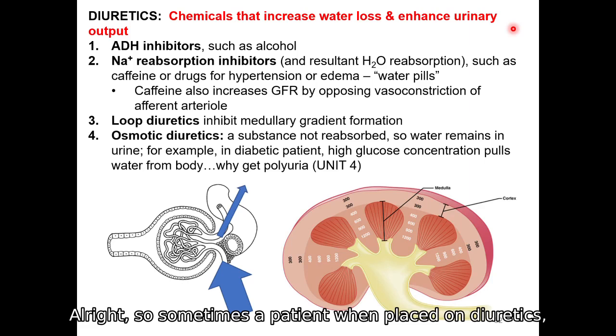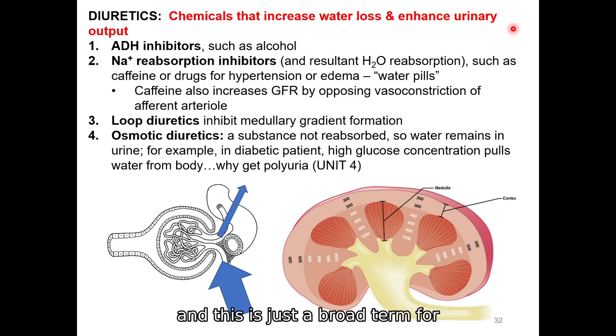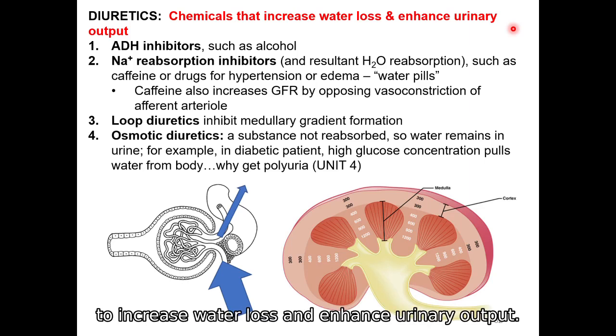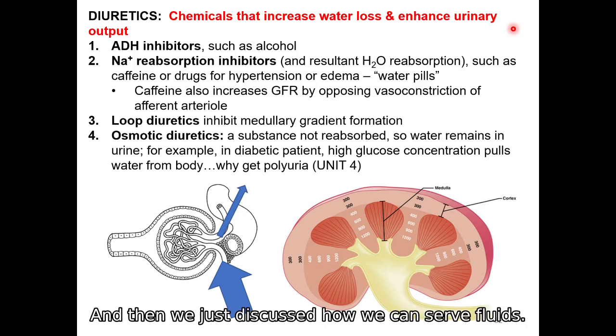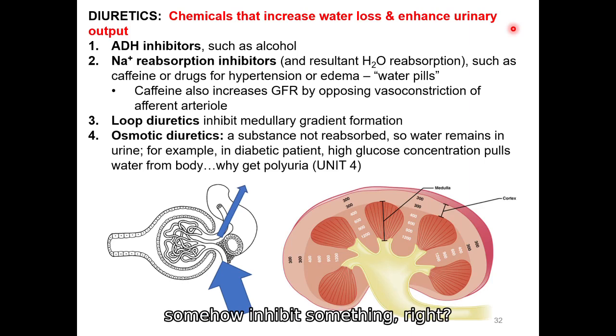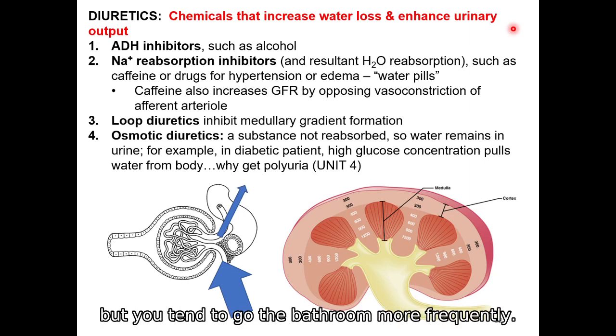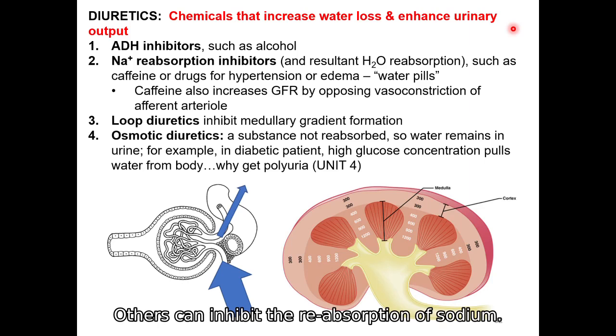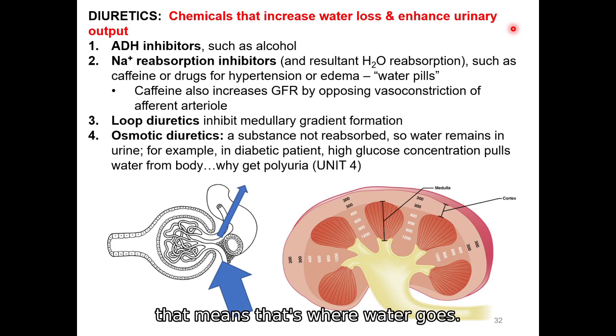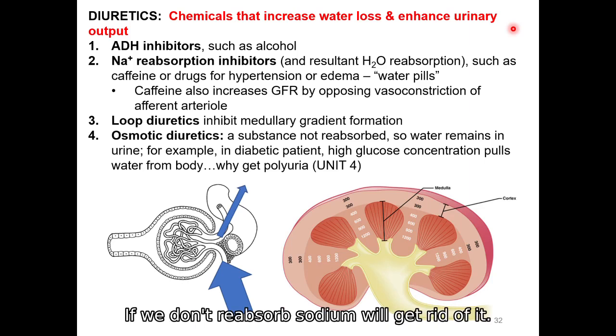All right, so sometimes a patient will be placed on diuretics, and this is just a broad term for any drug or chemical that is going to increase water loss and enhance urinary output. And since we just discussed how we conserve fluids, a diuretic is going to have to somehow inhibit something, right? So some of them directly inhibit ADH, antidiuretic hormone. Alcohol, I don't know if you've ever imbibed in that, but you tend to go to the bathroom more frequently. Others can inhibit the reabsorption of sodium, and we learned whenever we reabsorb sodium, that's where water goes. If we don't reabsorb sodium, we'll get rid of it.